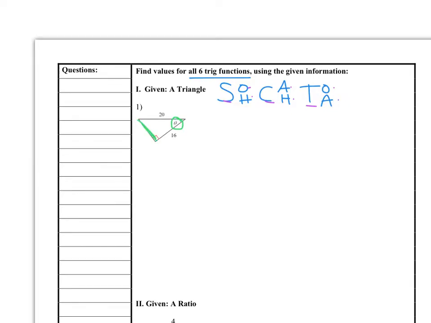So the first thing I'm going to do is identify the hypotenuse. I notice that it's across from the right angle, so that gets an H. And then I notice that this side is next to my theta, so that's an A for adjacent. And then across from my given angle must be O. So I've labeled O, H, and A, but again, I'm missing that green highlighted side. So my first step is to find the third side.